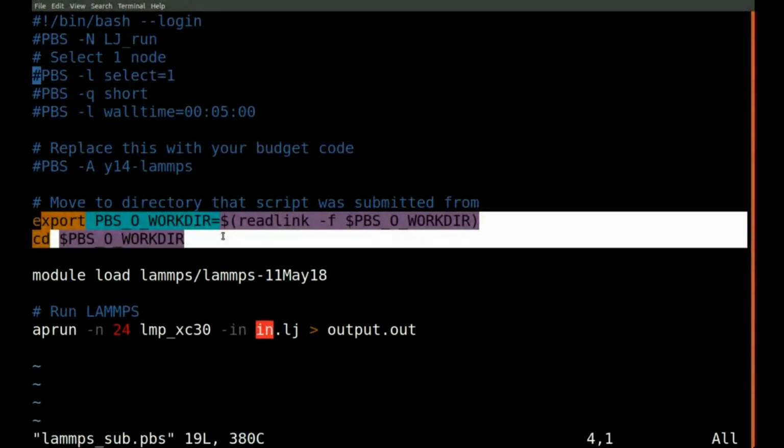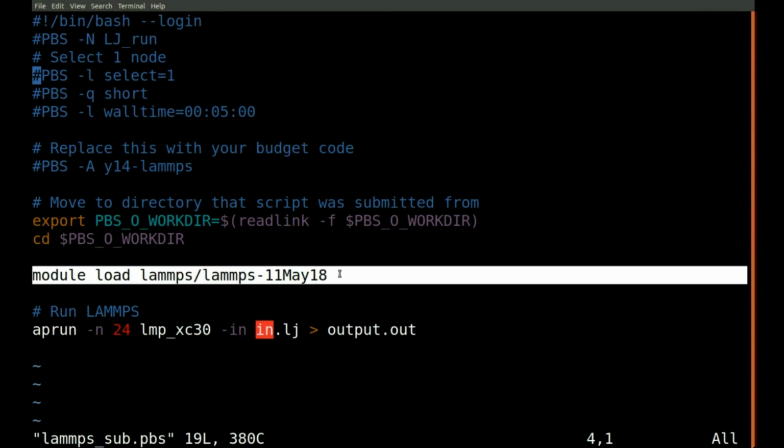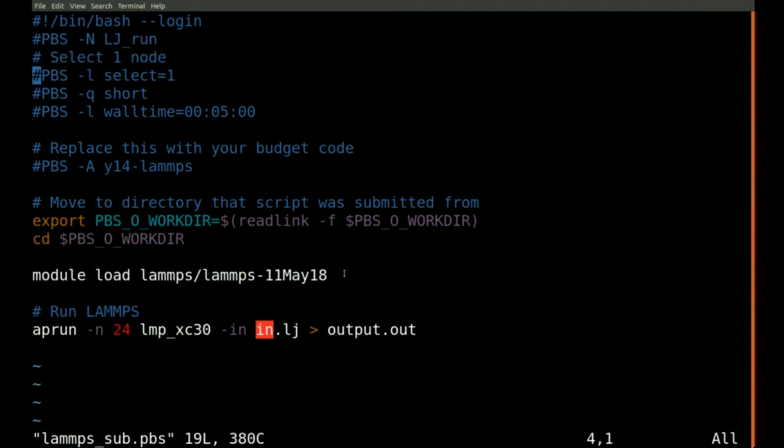Move to where I was when I submitted this script. Then here, module load LAMMPS. On Archer, we use a module system. This means that there are modules that do loads of different things. I'll show you guys in a sec.